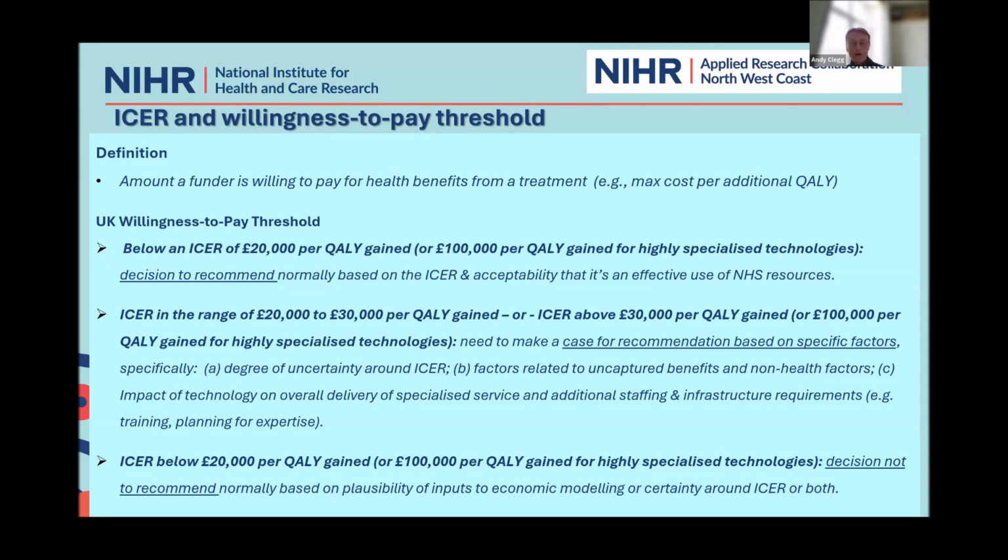The other levels are between 20 and 30,000 per QALY, or over 30,000 per QALY. They have to justify these in terms of understanding how much uncertainty there is around the ICER, so how certain they are that the ICER is correct, and then other elements associated with the benefits that might be there but haven't necessarily been captured, which they think may influence that cost per QALY. So they can then provide a recommendation based on that. If they're not going to recommend below 20,000 per QALY, then they have to give a justification on similar sorts of factors to indicate why they've made that decision.